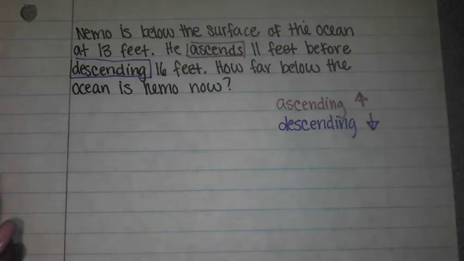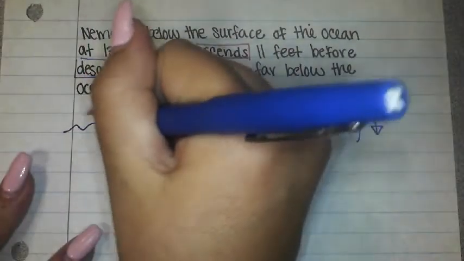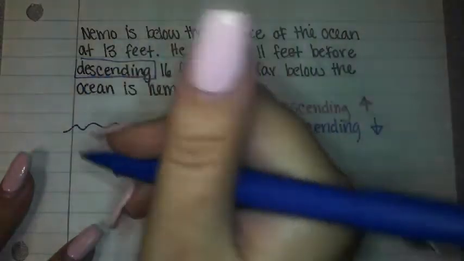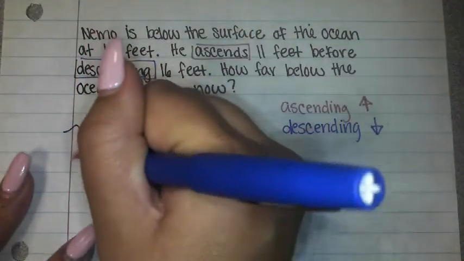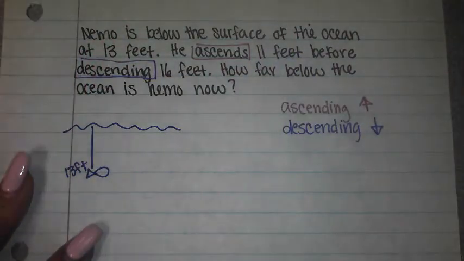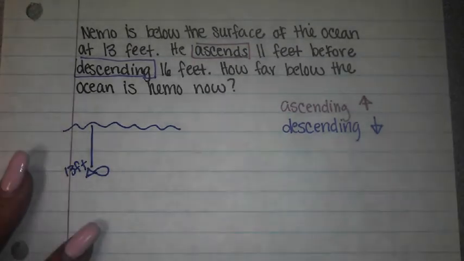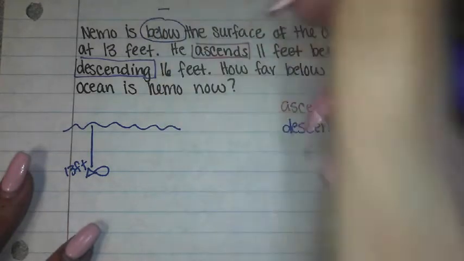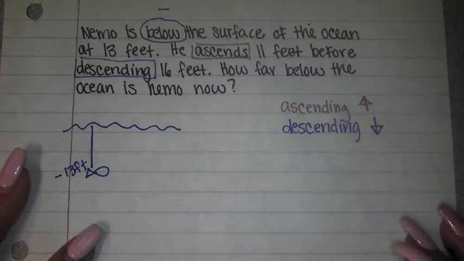Next thing I would do is go, okay, you could draw a picture with this to help you. So Nemo, he's below the surface of the ocean at 13 feet. So he's below at 13 feet. Now, the word below is a very important word because that represents a negative number. So that 13 is negative 13 feet.